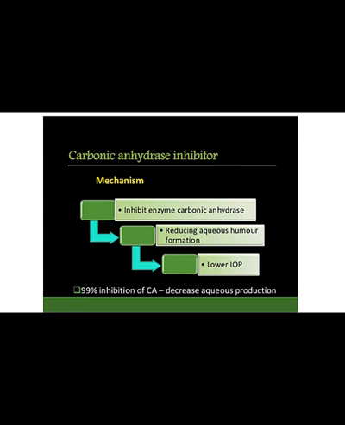Now, the carbonic anhydrase inhibitors are also used in case of glaucoma. The mechanism of action is that they inhibit the enzyme carbonic anhydrase, reducing the aqueous humor formation and lowering intraocular pressure. There is 99% inhibition of carbonic anhydrase and decreased aqueous production.